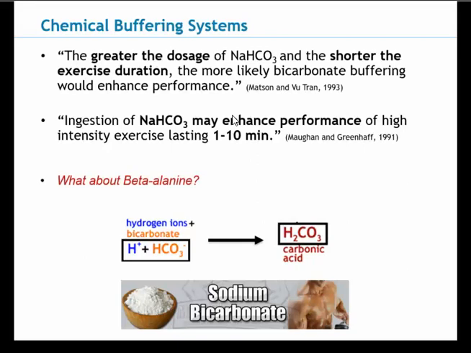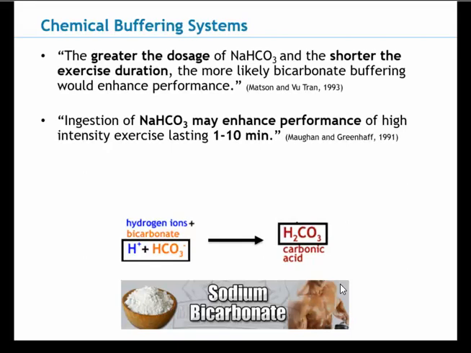And then what about beta-alanine? Actually, first, let me go back and tell you a little bit more about sodium bicarbonate. Bicarbonate is not just what we ingest like baking soda. Bicarbonate is produced in the kidneys, and this actually raises our pH and decreases the acidity in the muscles.